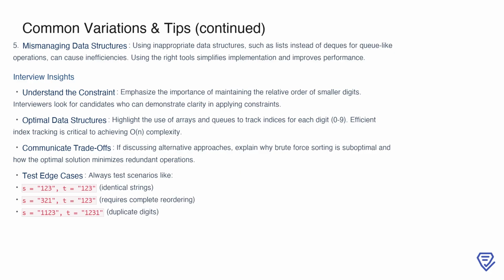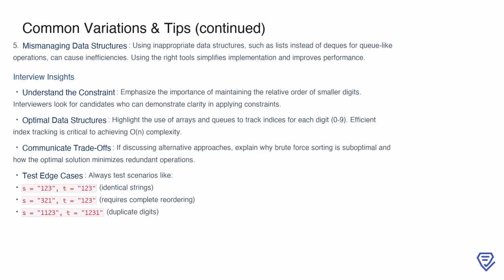From an interview perspective, understanding the constraints is key. You want to clearly demonstrate how you maintain the relative order of smaller digits while solving the problem. Interviewers often evaluate your ability to apply these constraints effectively. Additionally, highlight your use of optimal data structures, such as arrays or queues, to track the indices of digits from 0 to 9. This approach helps you achieve the desired linear time complexity.